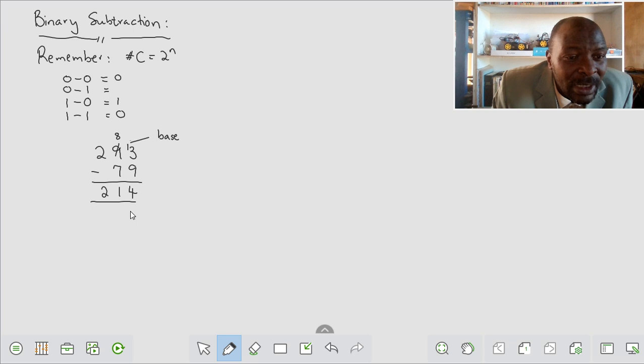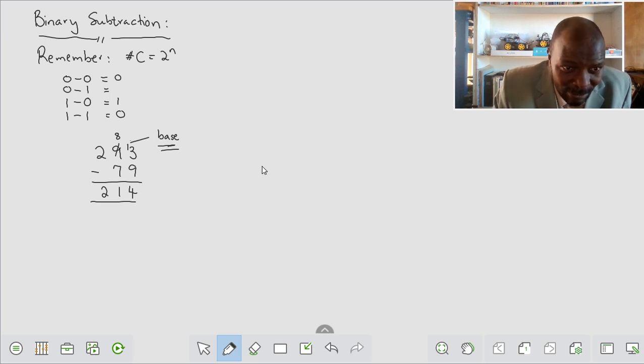So it's going to be 214 plus 70 or plus 80. It's going to be 294. But this was 79, so you subtract 1, 293. So it's straightforward. What I wanted to highlight and emphasize here was the borrowing. What are we borrowing? We are actually borrowing a base.